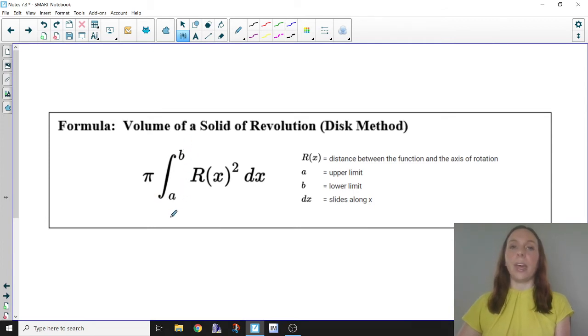Okay, so again, pi r squared comes from the area of the circular cross section times the height. The dx is actually the height. It's an infinitesimally small height because remember, it's just like a slice out of the solid. And then there's an infinite amount of them, and that's why we have an integral there.